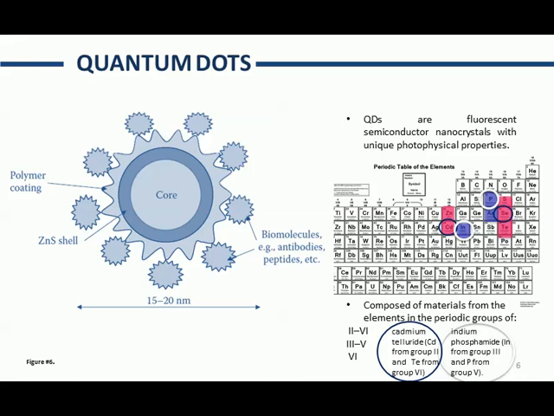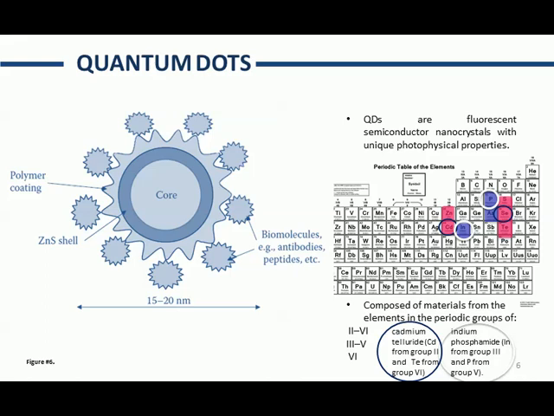These nanoparticles are fluorescent semiconductor nanocrystals with unique photophysical properties. They are composed of materials from elements in the periodic table groups two and six, or three and five, for example, as you can see in this blue circle, cadmium telluride or cadmium selenide. The general structure of a quantum dot consists of an inorganic semiconductor core material like the one I said before, cadmium telluride or cadmium selenide.